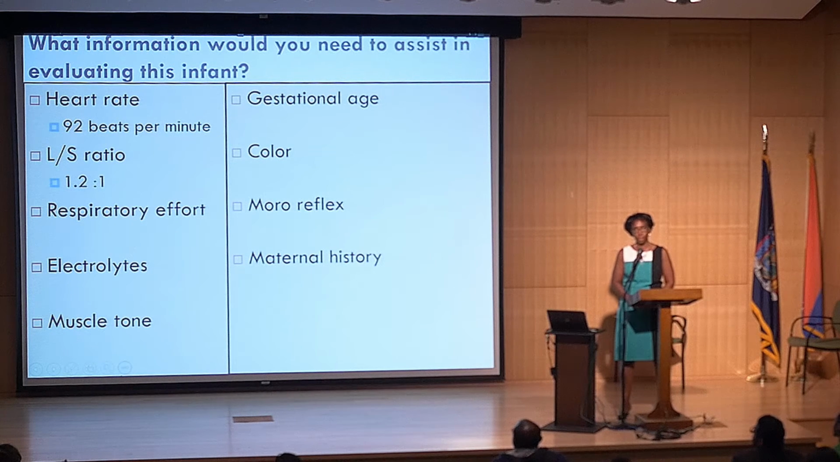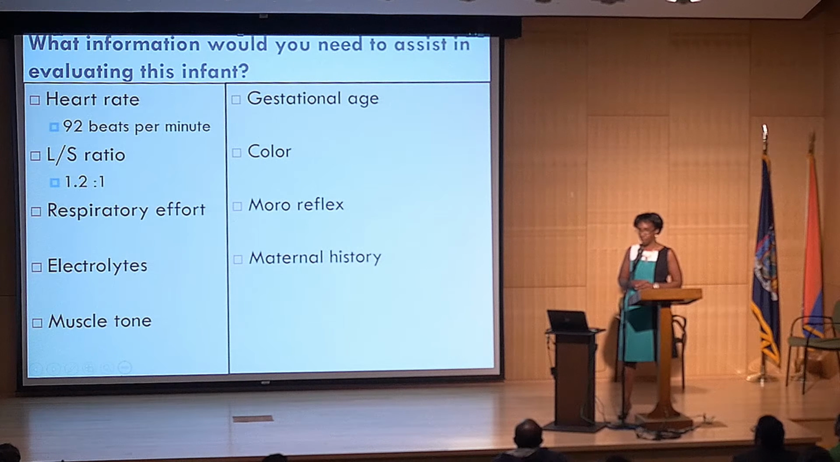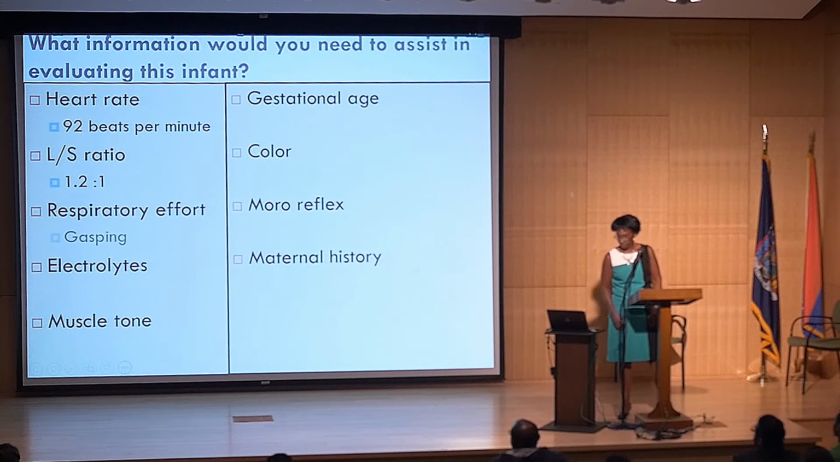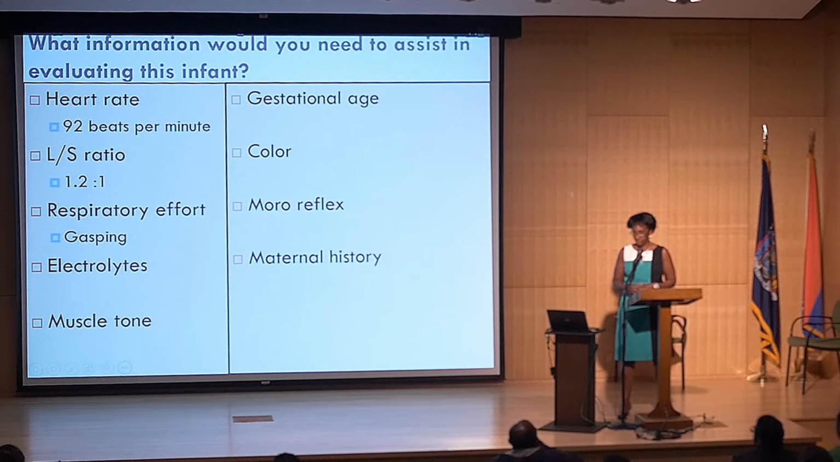The LS ratio, well, you ask, what is the LS ratio? And they say it's 1.2 to 1. If they got an LS ratio, that will probably tell you that this baby is a premature baby. What exactly is the gestational age? You don't know at this point in time, because anything less than 1.5 indicates that the lung is immature. There's a lack of surfactant. Respiratory effort: the baby's gasping. So right now the baby's struggling to breathe at this point in time.